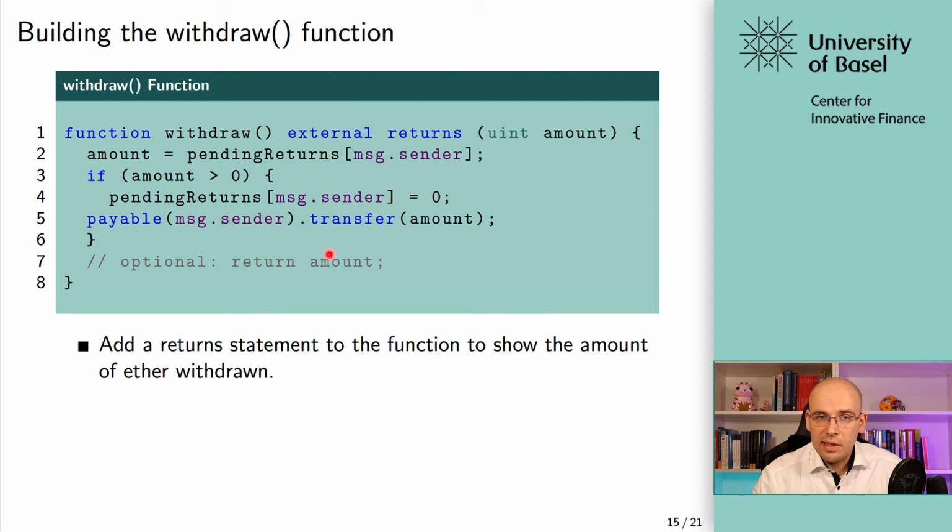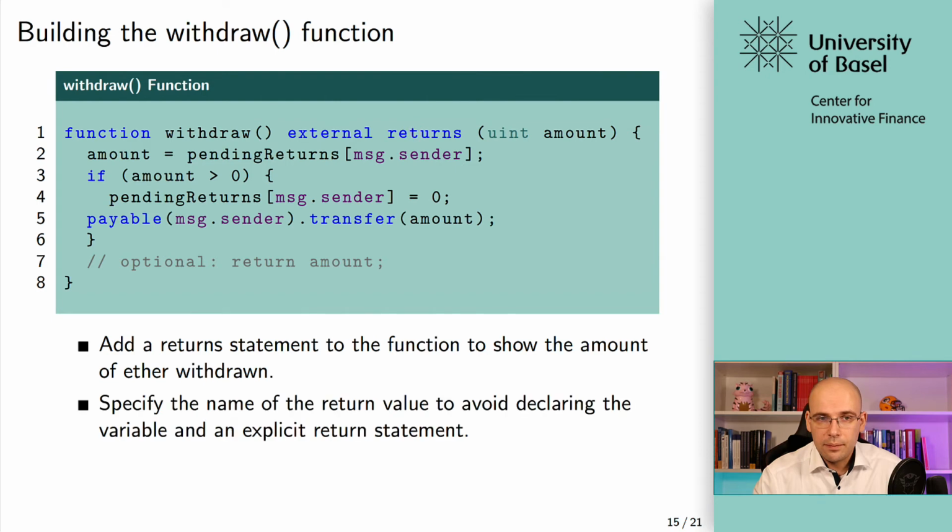Optionally, you could have an explicit return statement right here. That's not necessary when you're declaring it in that way. When you're just saying returns uint amount, then you will get back the amount as a return value anyway. But they're all different philosophies. Some people like to explicitly code that return statement, but you can just simply do it that way.